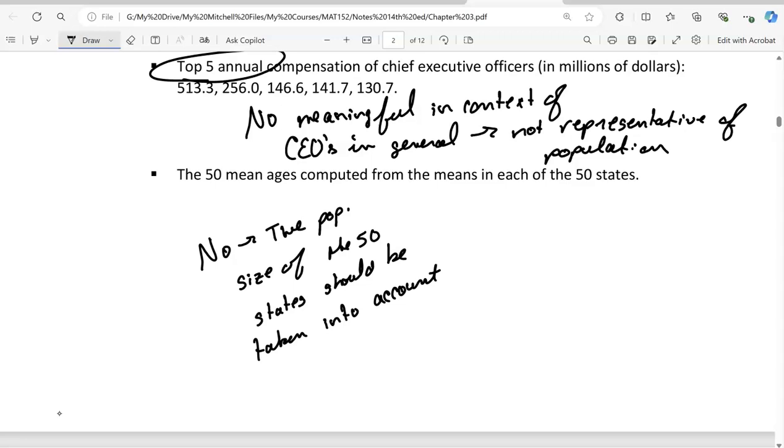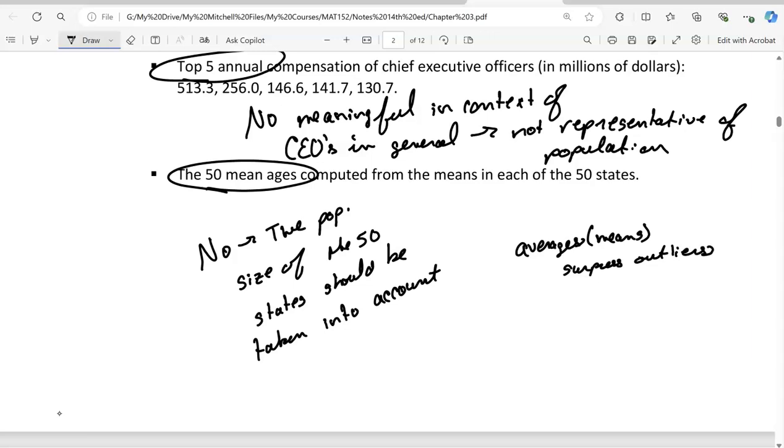And also remember, averages suppress outliers. So I have 50 numbers, but the extremes are going to be suppressed because I'm taking all the numbers and dividing by how many I have. I mean means when I say averages here. So that's why this would not be meaningful, because I'm suppressing outliers and I'm not taking into account the size of each of the states.